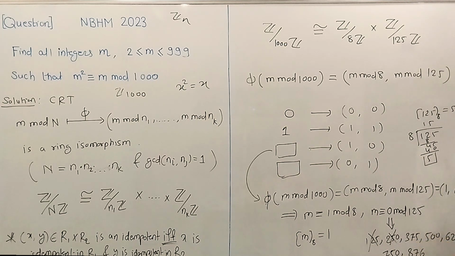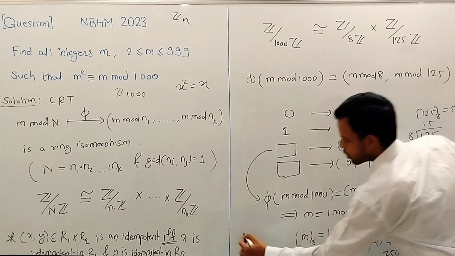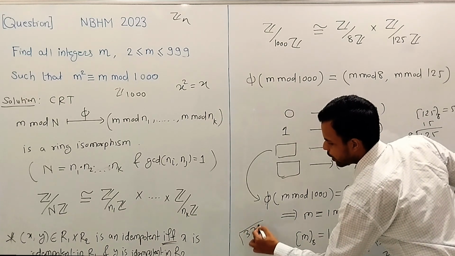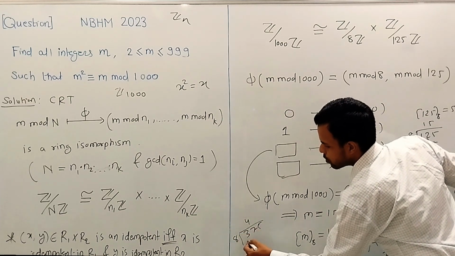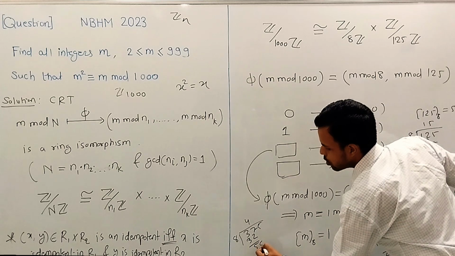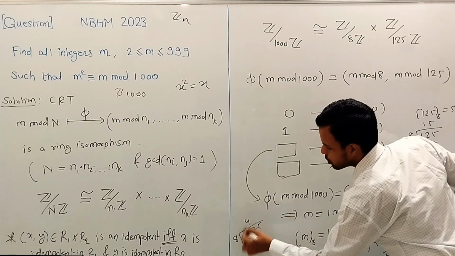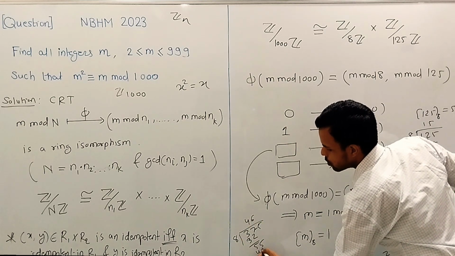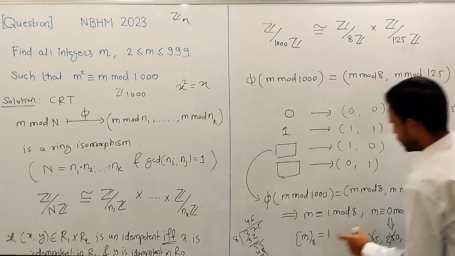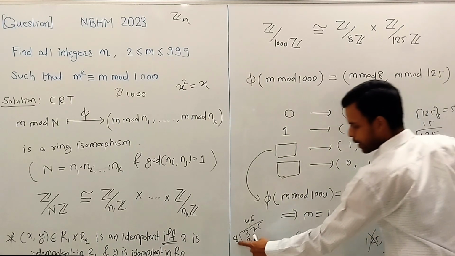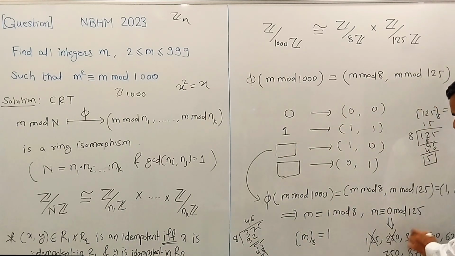Let's verify for 375. 375 modulo 8. So we have to divide 375 by 8. The remainder is 6. So 375 modulo 8 is 6, not equal to 1. So 375 also does not satisfy this condition. And this also does not satisfy this condition, and this too.